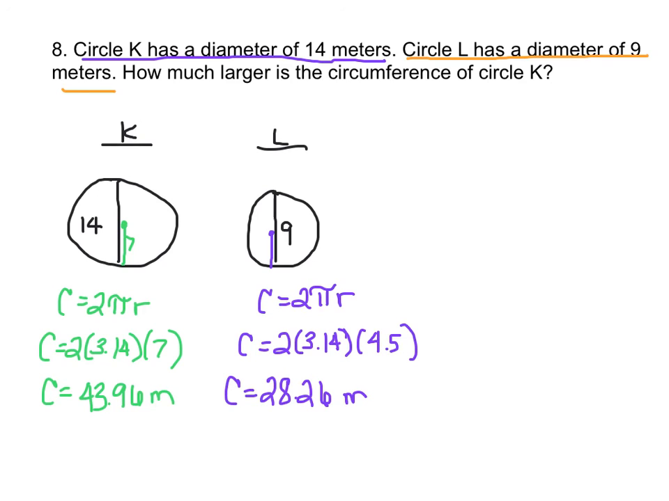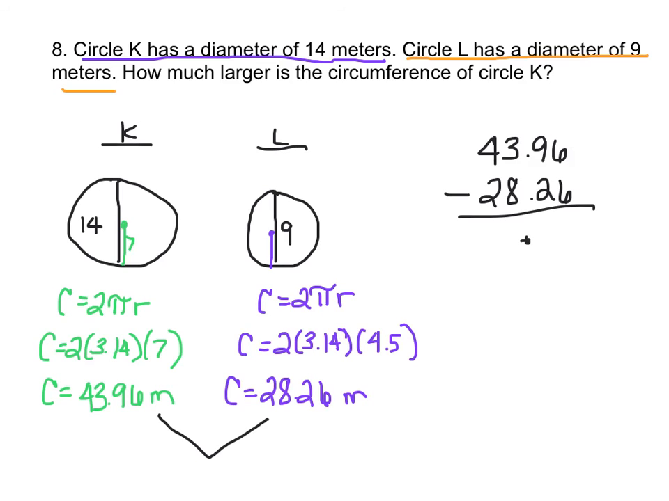When it's asking for how much larger the circumference is, I need to subtract to find the difference between the circumference of K and the circumference of L. So 43.96 minus 28.26, and the difference is 15.7 meters. Circle K is bigger by 15.7 meters for its circumference.